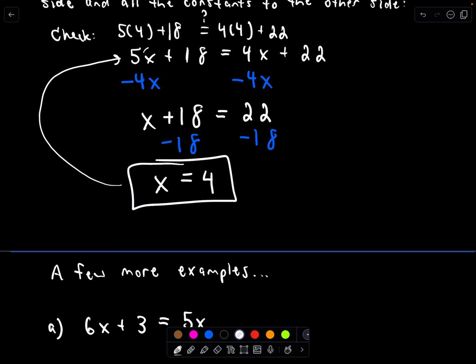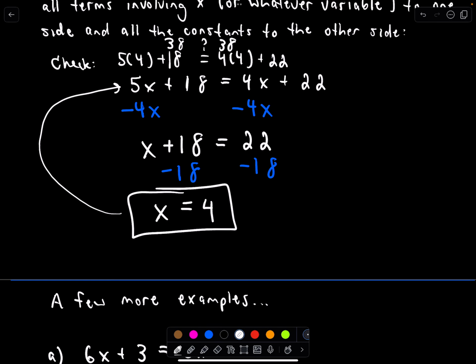So I'm just replacing both of my x's with 4's there. So 5 times 4 is 20 plus 18. I'm going to get 38 on the left. And notice 4 times 4, that's 16 plus 22. That's also going to be 38. So in fact, we do have the solution.